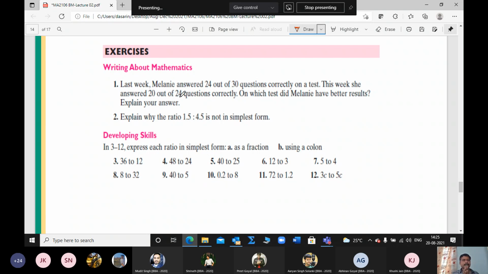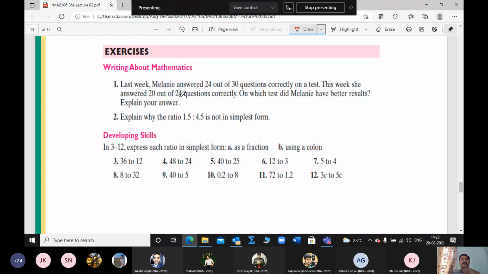One easy way of answering this question is to just use the calculator. 24 divided by 30, how much did you get? 0.8. The second test, she answered 20 questions out of 24. 20 divided by 24, how much did you get? 0.83. That is also important, you must mention the decimal parts also. In the first test, she scored 0.8. In the second test, she scored 0.83.